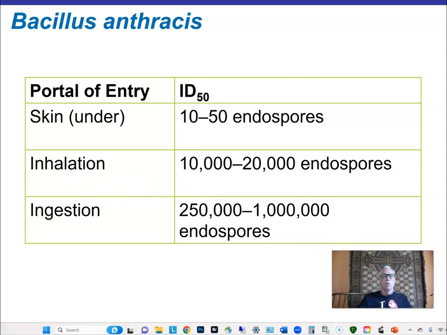Here's a table of some ID50s, infectious doses, portals of entry, endospores. 10 to 50 endospores is all it takes to cause a skin infection, but that's not such a big problem compared to inhalation of endospores. 10 to 20,000 endospores sounds like a lot, but when you have a very fine powder of endospores containing millions and millions of spores, which might get into the air around you, you will easily inspire well above that number, and it could be lethal. Ingestion, a lot of endospores it takes to cause a lethal gastrointestinal infection.